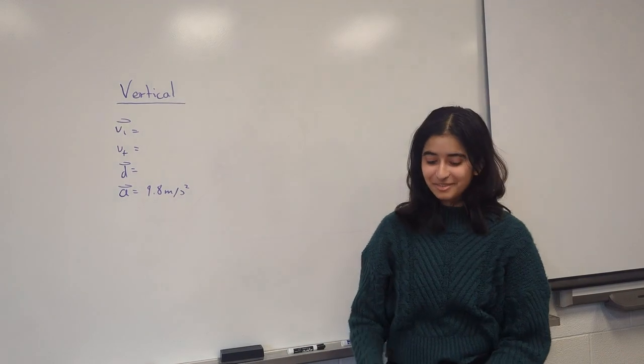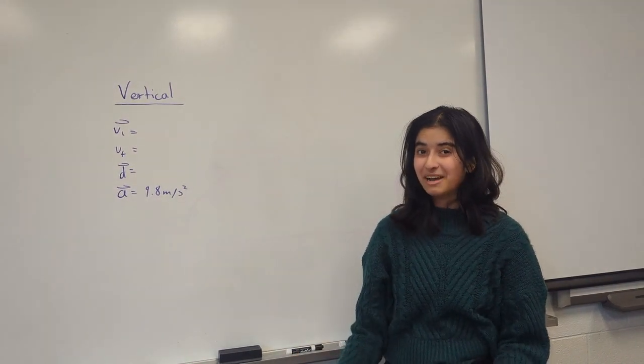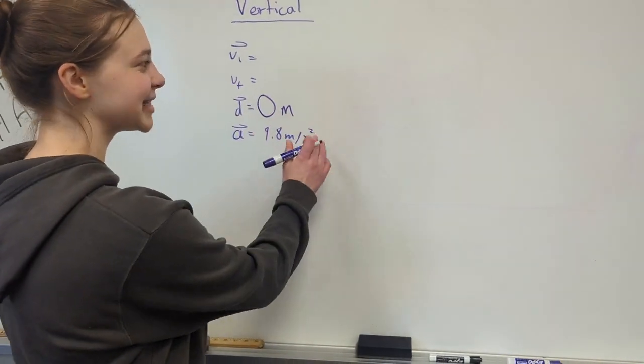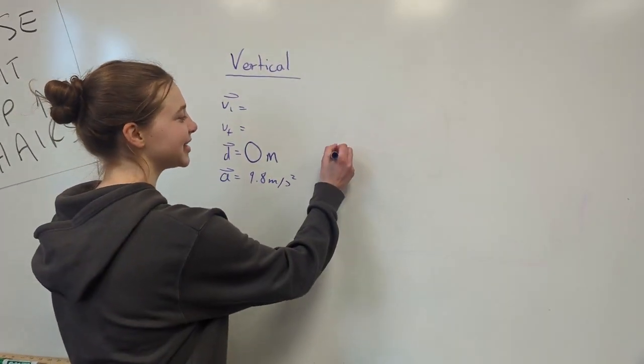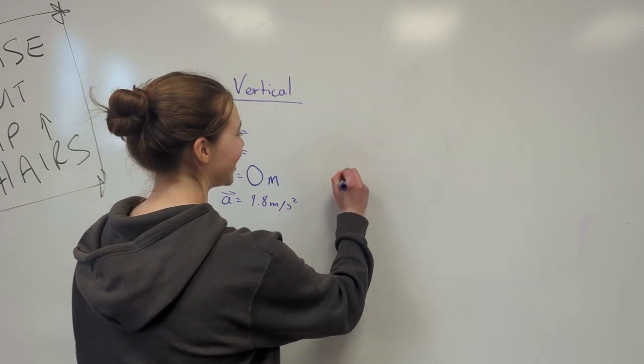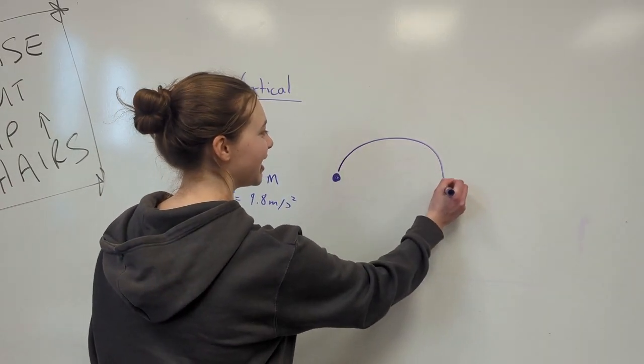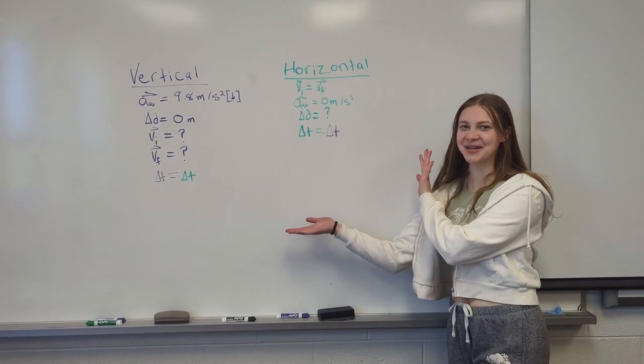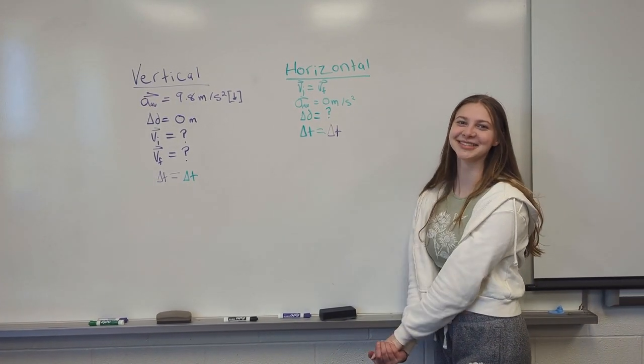And remember, vertical velocity at max height is always 0. The vertical displacement is always 0 if the object that is launched lands in a spot that is at the same height as it was launched from. Keep in mind, time is the same for both components. So overall, this is everything we know about projectile motion.